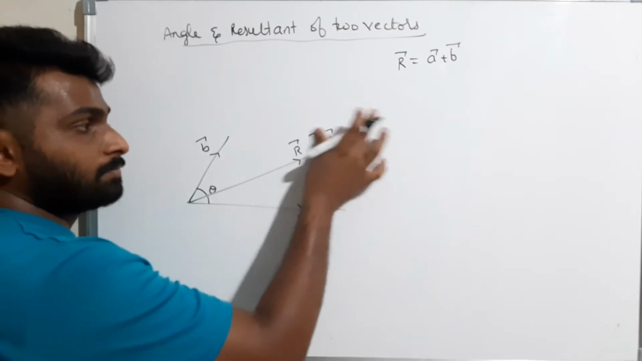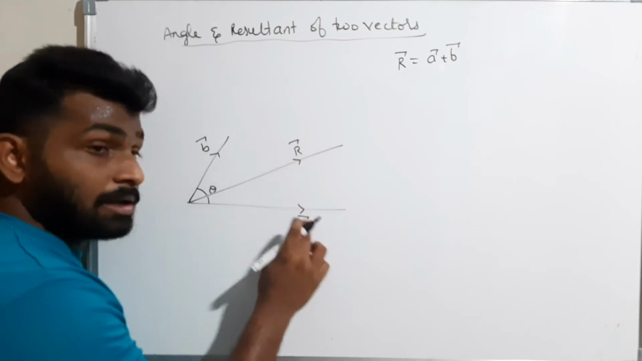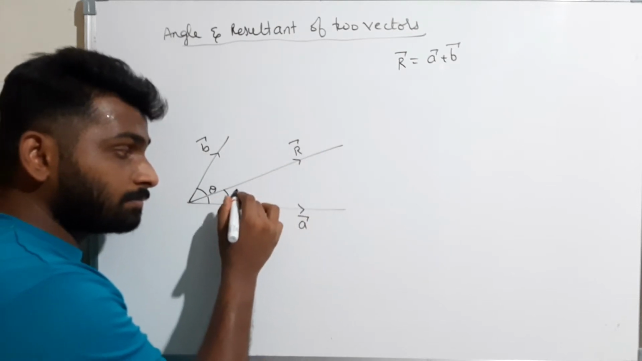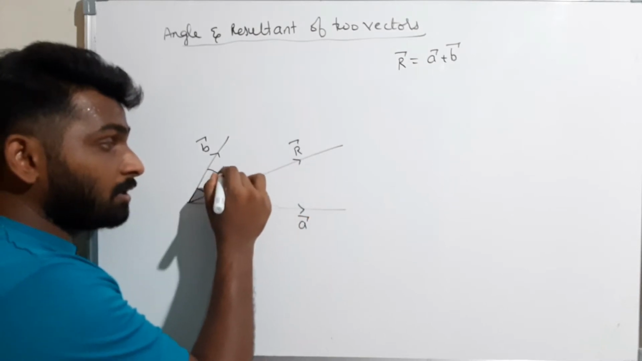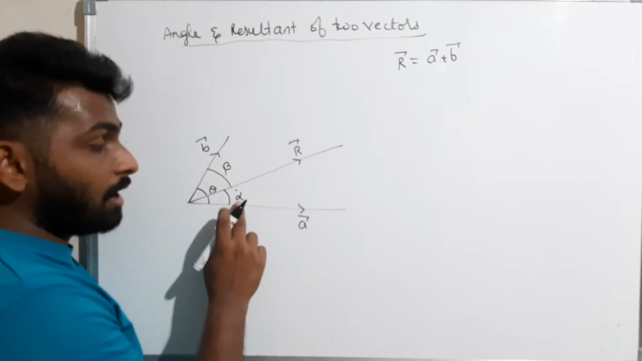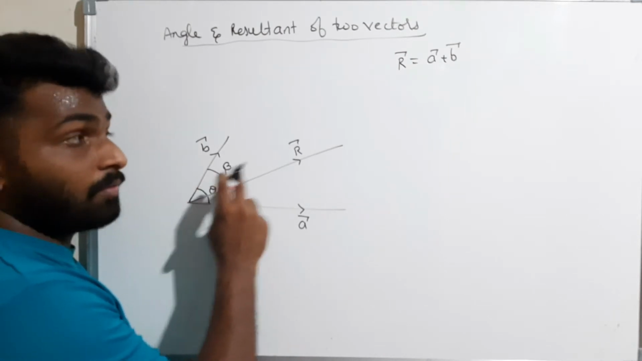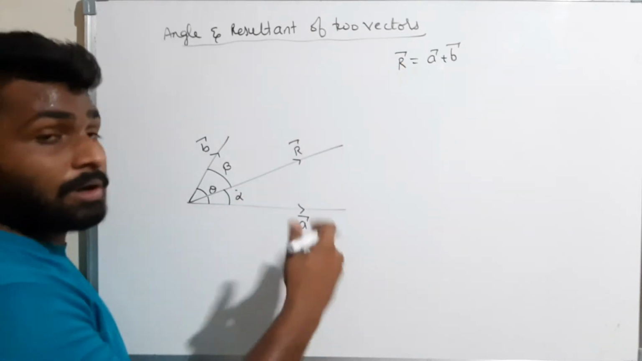Okay, well and good. Now this r bar, the resultant, is making some angle alpha with the a bar, and this resultant is making some angle beta with the b bar. Now I have to find the angle alpha, the angle beta, and the magnitude of r bar. Now I am going to find everything here.